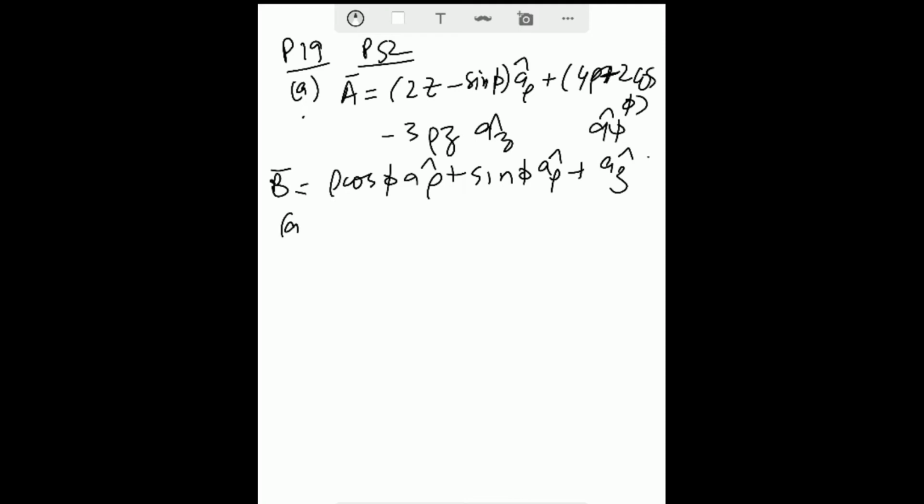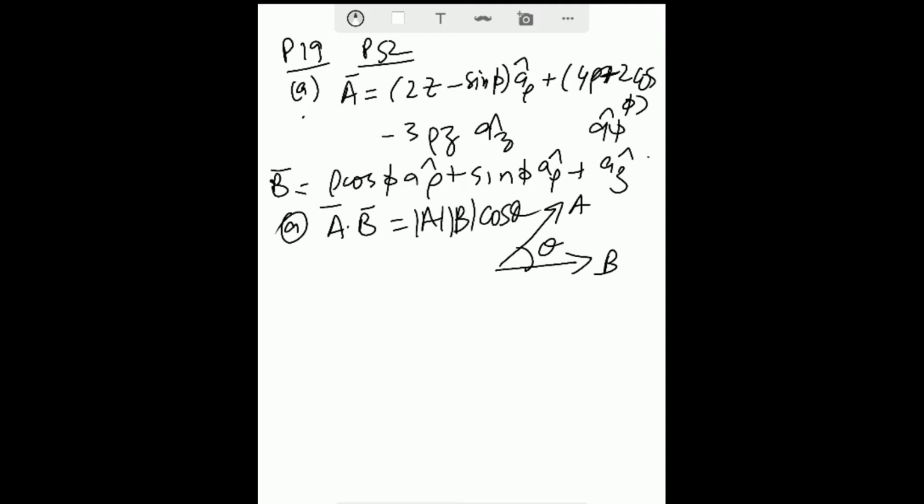And part A says that we need to find the angle. So if this is A, this is B, I need to find this angle. And we know that this angle can be found in 2 ways, by dot product or cross product. But usually we do it in the form of dot product. So what we do is we write the dot product, which is equal to A magnitude, B magnitude, cosine of the angle. So cosine of the angle is equal to A dot B divided by A magnitude, B magnitude.